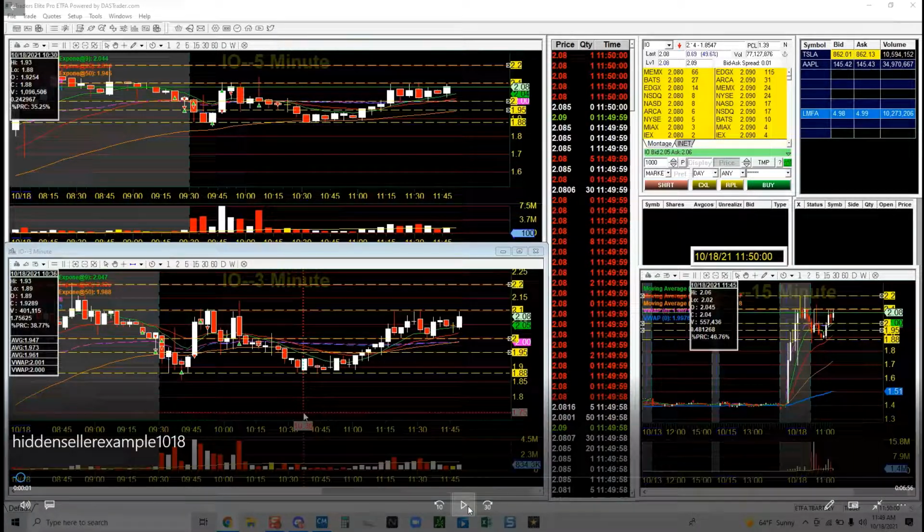So, you wanna look at the level 2 and the time and sales when you wanna identify the hidden seller. And you wanna look at these levels. You wanna try to identify a hidden seller when the stock is coming to a resistance level. An example here, I'm gonna show you. Just look at this candle here, 2.10. It's gonna be a hidden seller here.